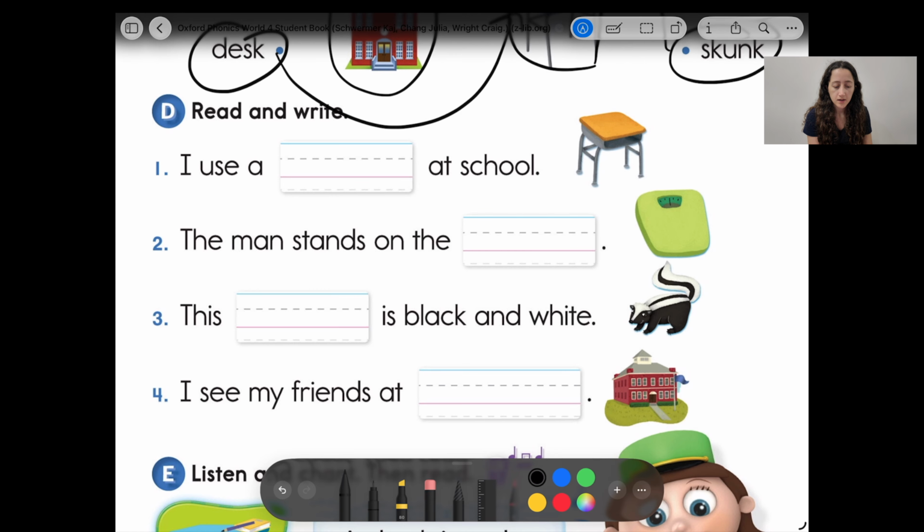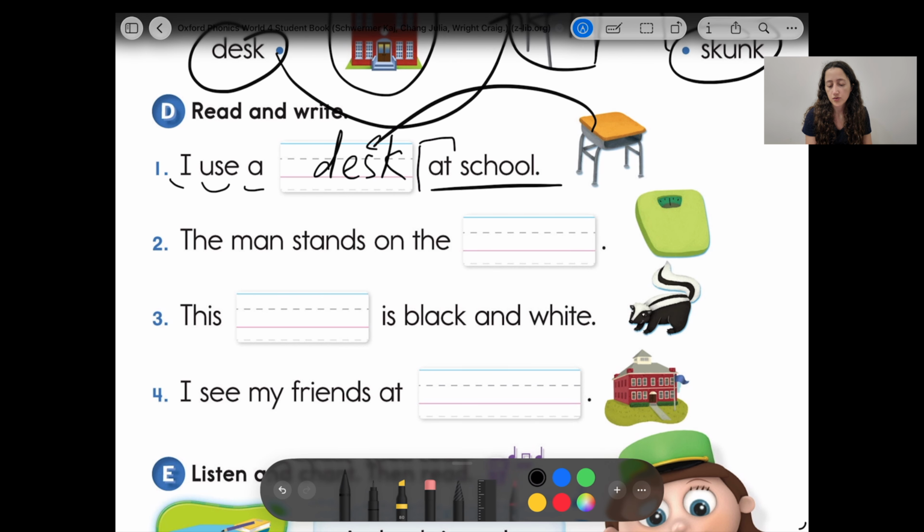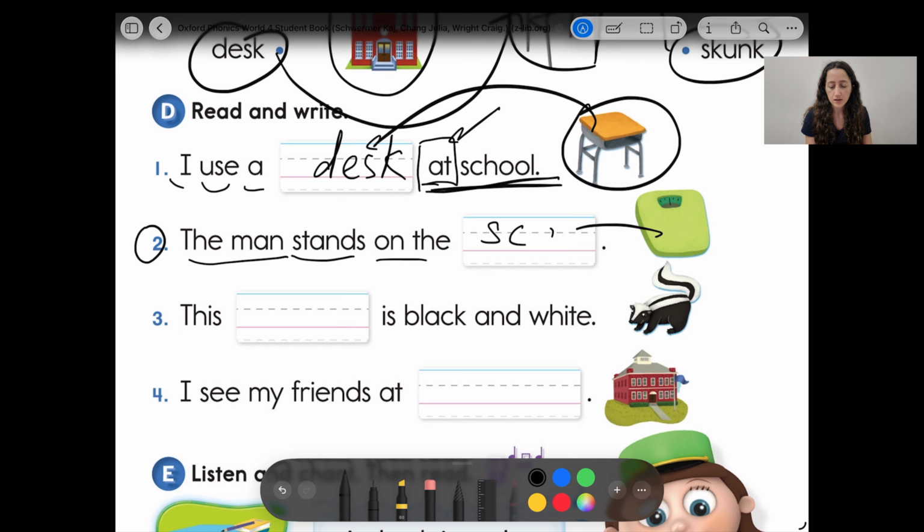The next one. I use a desk at school. At school. I use a desk at school. Number 2. The man stands on the scale.